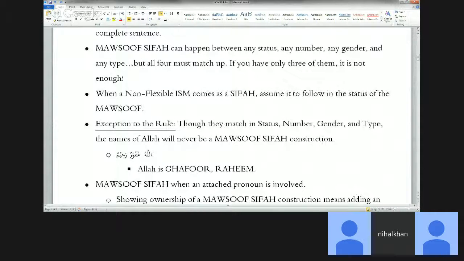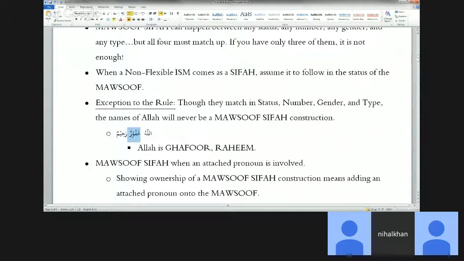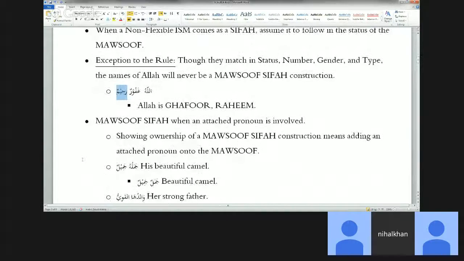Exception to the rule. Though they match in status, number, gender, and type, the names of Allah will never be mawsuf sifa. Allah is Ghafurun and Rahimun. They're not considered mawsuf sifa. The names of Allah.